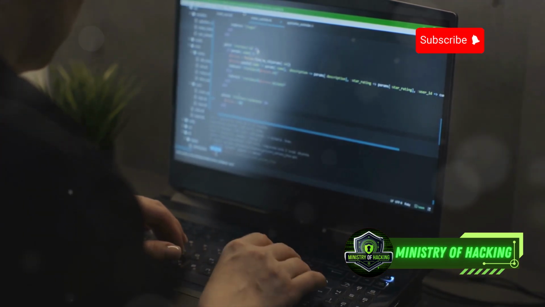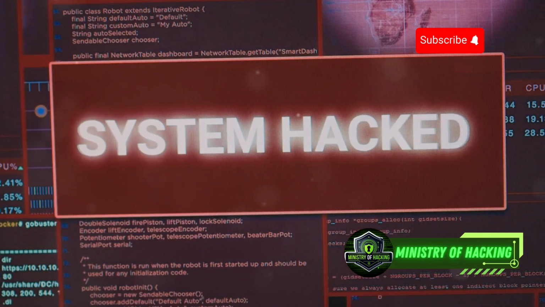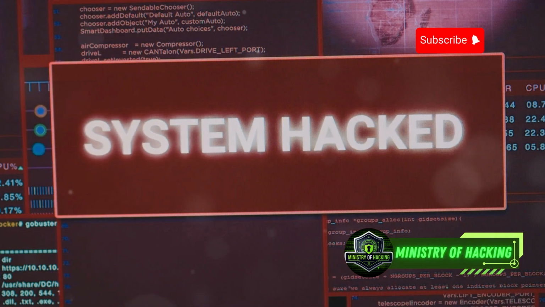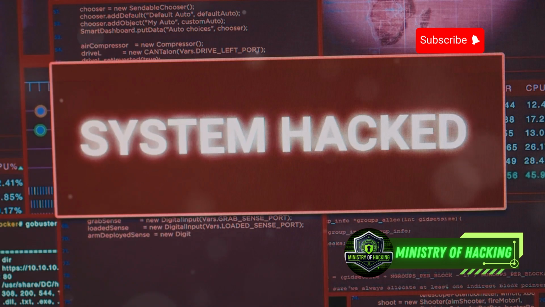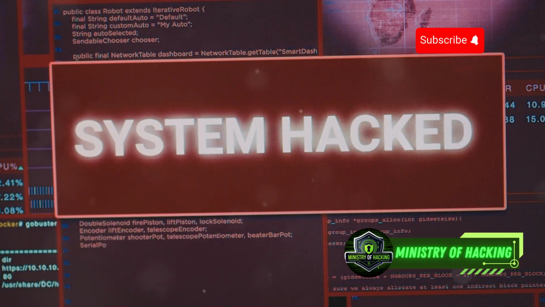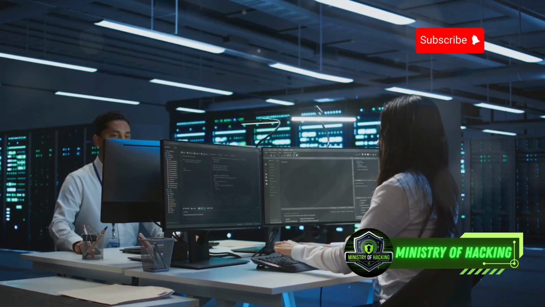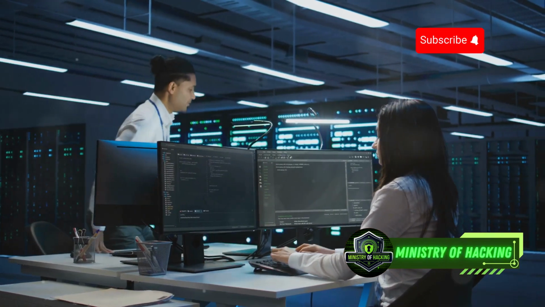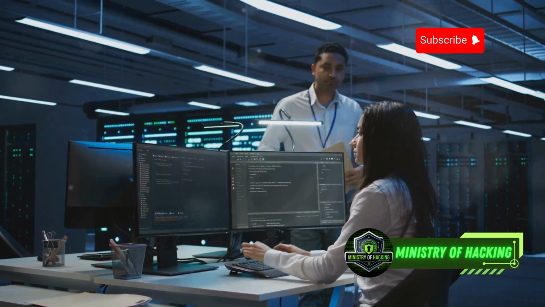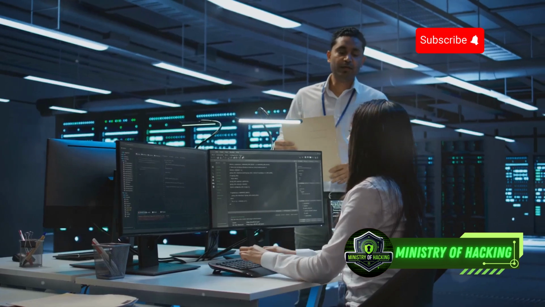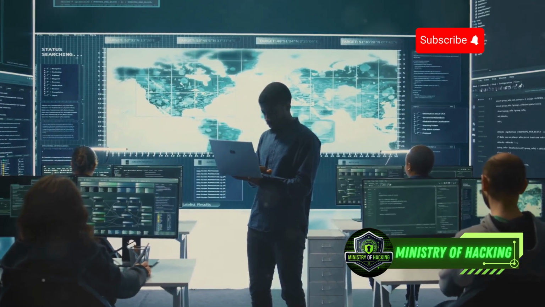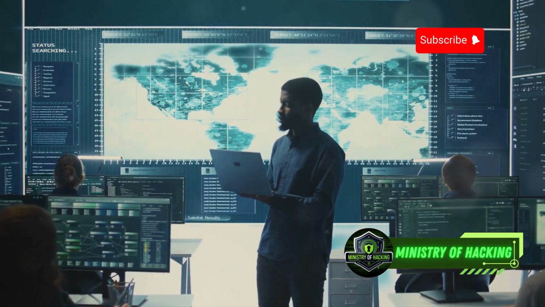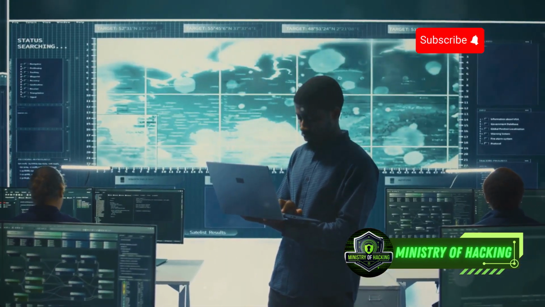If you discover a vulnerability, you would then use your knowledge of exploitation techniques to attempt to gain unauthorized access, mimicking the actions of a malicious hacker. Throughout the process, you document your findings, providing the company with a comprehensive report outlining the identified vulnerabilities and recommendations for remediation. This is just one example of how the skills we've discussed are applied in real-world ethical hacking engagements.